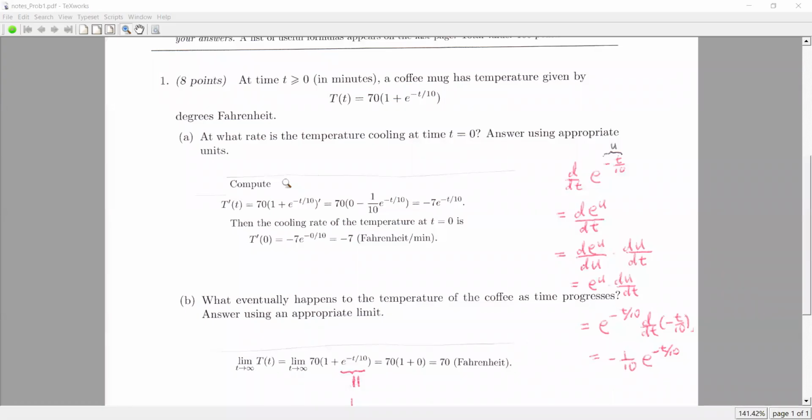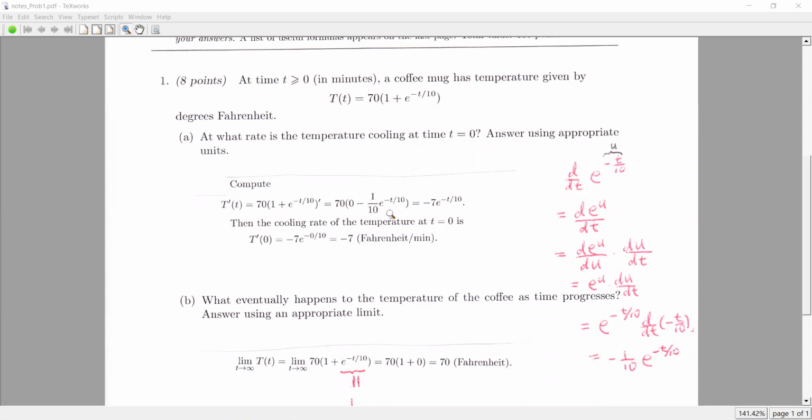To answer the question, I first compute the derivative at a general time t. After I get the derivative, plug in 0 for t. Derivative of 1 is 0. Derivative of this exponential function is this. How to get the result?